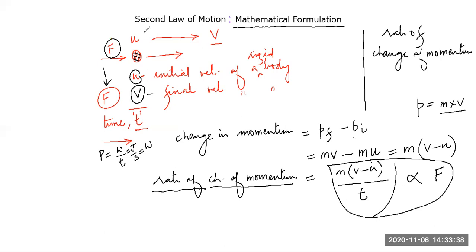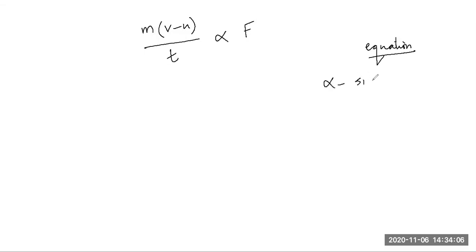So it says the rate of change of momentum, we know what is rate of change of momentum, (v minus u) divided by t, is proportional to the applied force. But we want to have an equation. If you want to have an equation, you have to get rid of this sign of proportionality.